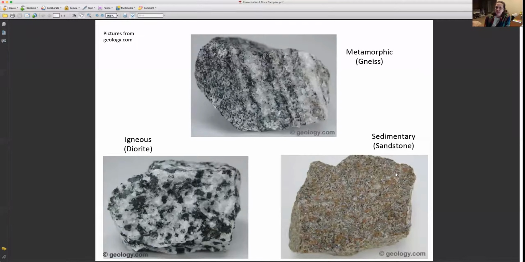So, as you can see, at the top is a metamorphic rock. This rock is a gneiss rock. It's black and white, and its crystals are lined up in layers. That's from the pressure. The next rock is down here. That's an igneous rock. That rock, all the crystals are black and white, and they have no pattern. Over here is the sandstone. Very fine grain. It's stuck together in something called a matrix. Those are our three rock types.